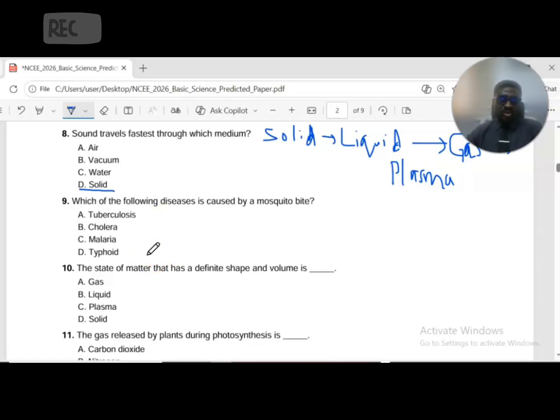So what answer goes for this? The answer is C, malaria. Malaria is the disease that is transmitted by mosquito bite. The parasite that the mosquito transmits when it bites is called the plasmodium. So plasmodium is the parasite that carries the malaria ailment. When it gets into the blood, it causes the symptoms and you begin to feel the ailment.